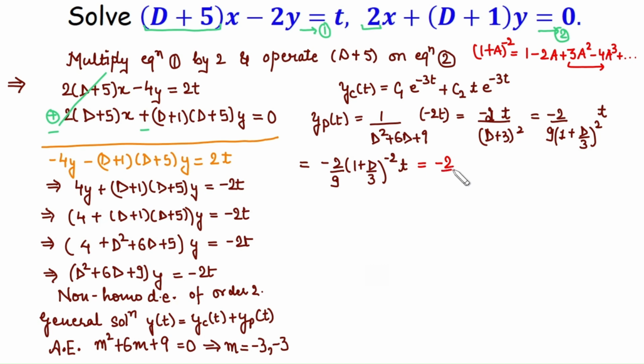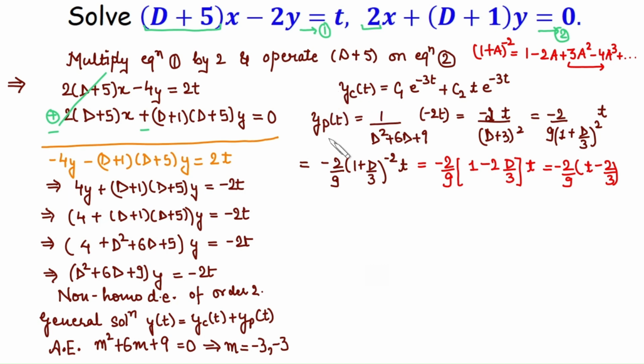So here -2 by 9 as it is. According to this expansion, 1 minus 2 into a, where a is d by 3. There is no need to take the next term because d square is the second order derivative of t and that is 0. So we are taking only the first two terms into t. This is equal to -2 by 9 t minus 2 by 3. Why is this 2 by 3? Because d of t is 1.